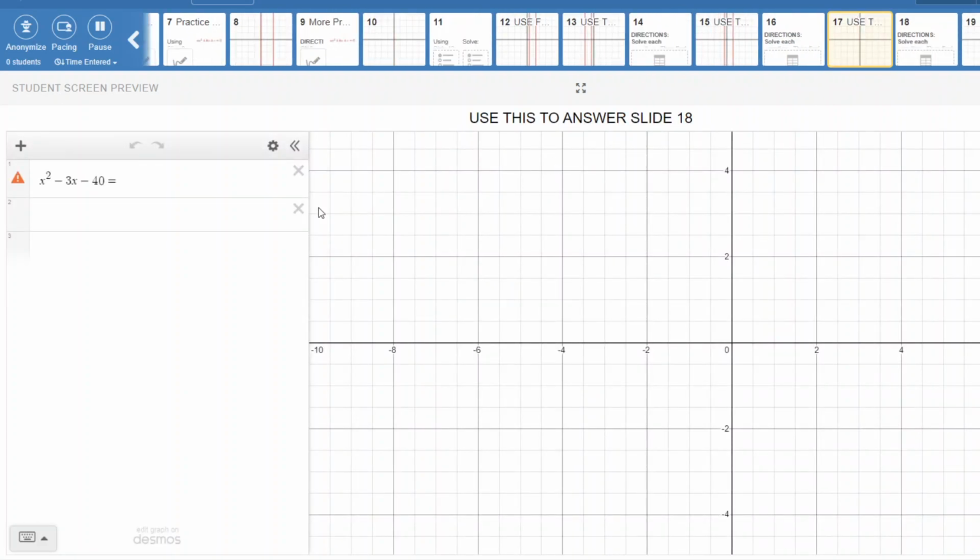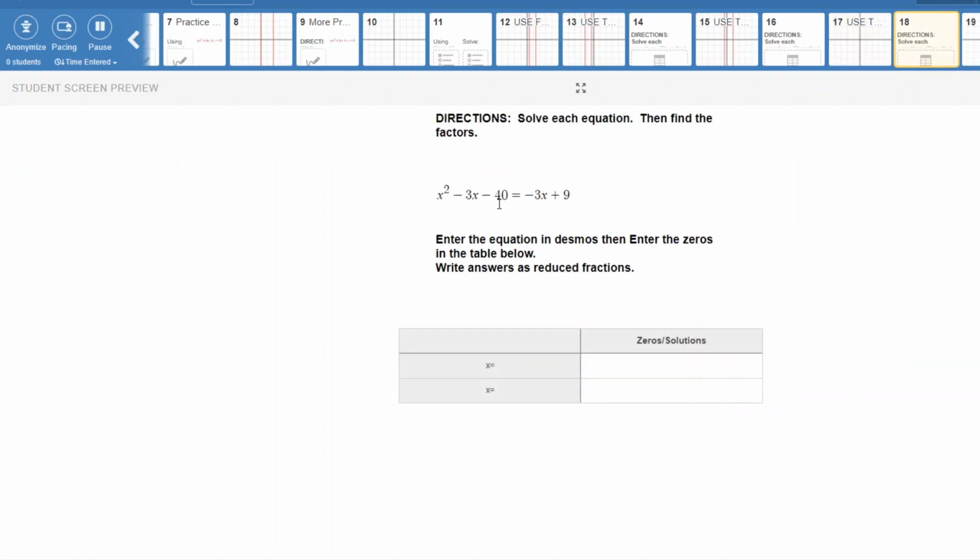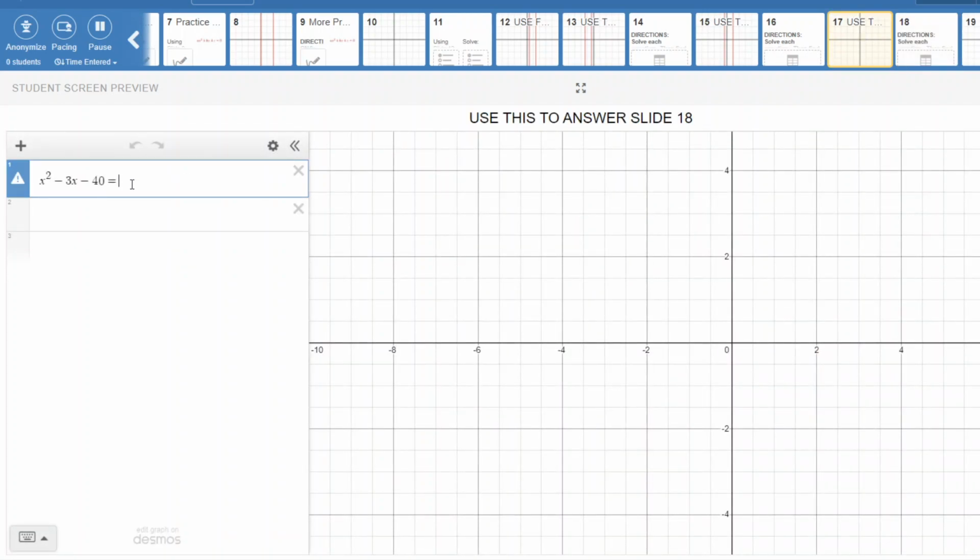Okay, slide 17. We're heading rapidly towards the end. Now, I didn't type in the whole equation this time. I typed in the first part, though. So it equals negative 3x plus 9.